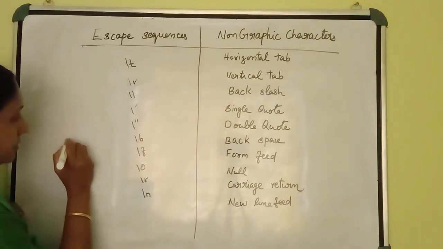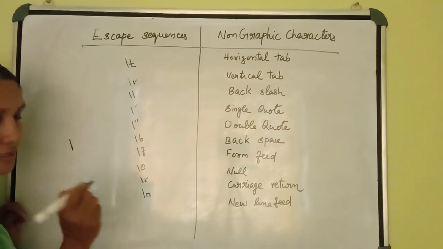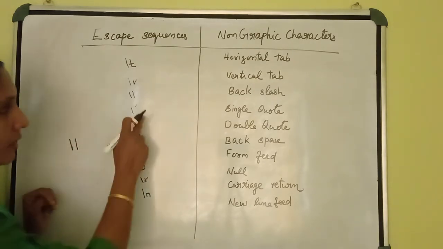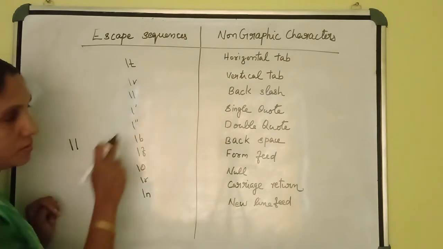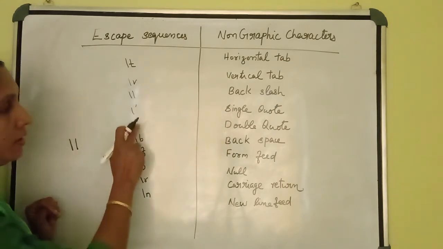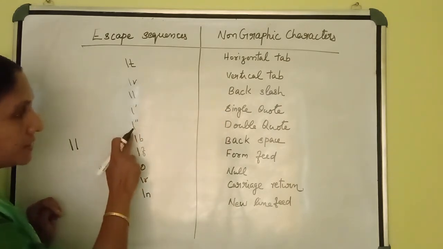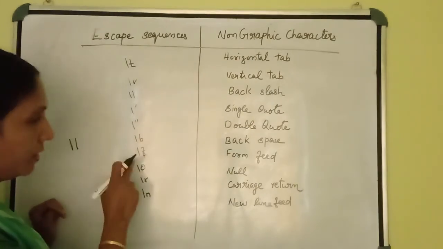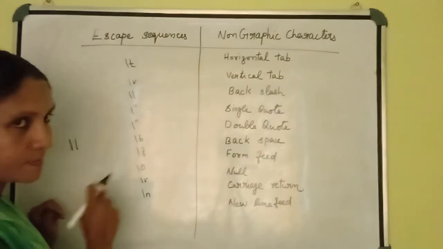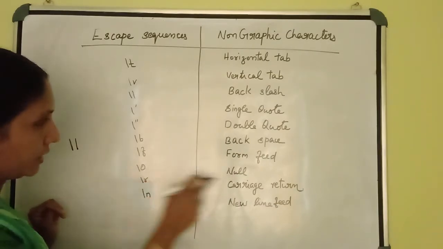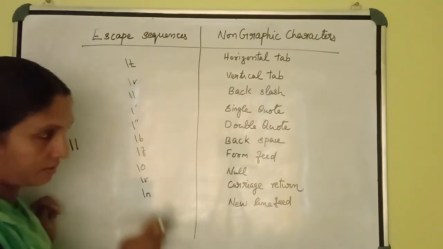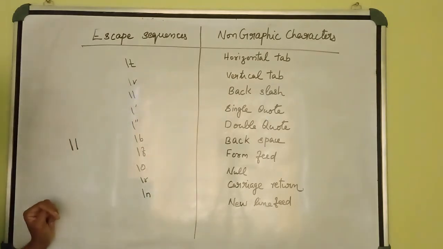That means first we need to write an escape sequence, and to get a backslash, we have to write it like this. To get a single quote, backslash single quote. To get a double quote, backslash double quote. To get a backspace, \b. To get a form feed, \f. To get a null character, \0. To get a carriage return, \r. To get a new line, \n. These are the different types of escape sequences.